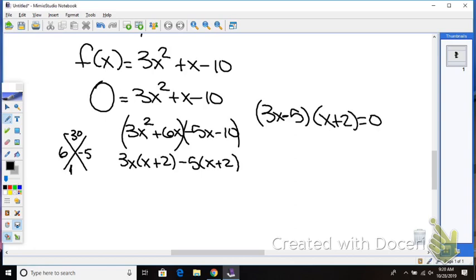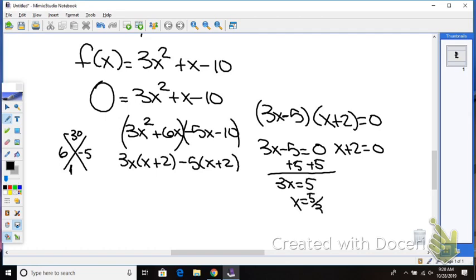Now what do I do with each factor to solve for x? This was on our last test. Set them equal to 0. So I have 3x minus 5 equals 0, and x plus 2 equals 0. So add 5, 3x equals 5, x equals 5 over 3. Subtract 2, x equals -2. So these are the zeros of the graph. If I was to graph this function, it would touch the x-axis at 5 over 3 and -2. That's the definition of a zero.